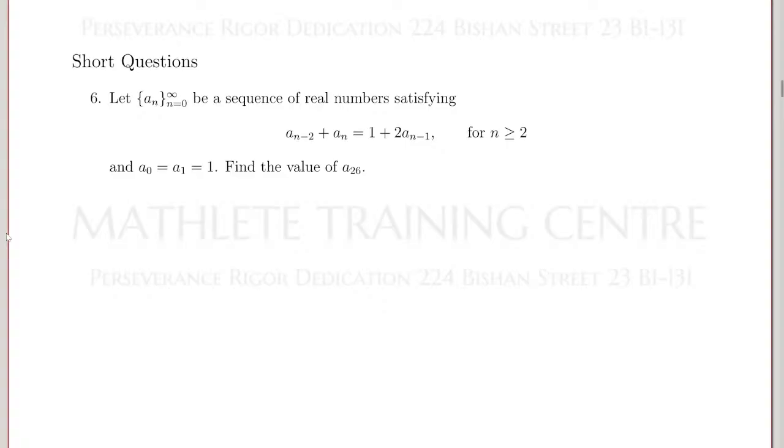Question 6 is a recurrence question. They give you this sequence, a_n - 2 plus a_n is 1 plus 2 of a_{n-1}. The way to do this question is to look at the difference of two numbers in the sequence. Because if we rewrite it to a_n - 1 is 1 plus a_{n-1} minus a_{n-2}, then there's something you can notice here.